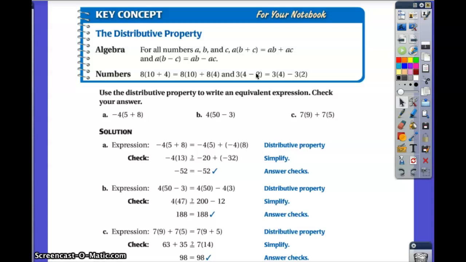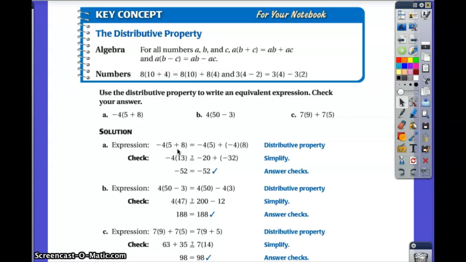So it says use a distributive property to write an equivalent expression. Check your answer. So on A, negative 4 times (5 plus 8). Starting here, multiply negative 4 times your 5 plus negative 4 times the 8. That ends up with negative 20 plus negative 32. Signs are the same, so you add and keep the same sign. Gives you negative 52. You can check it again on the left side by adding 5 and 8 and get 13. Negative 4 times 13 is negative 52, so it checks out.